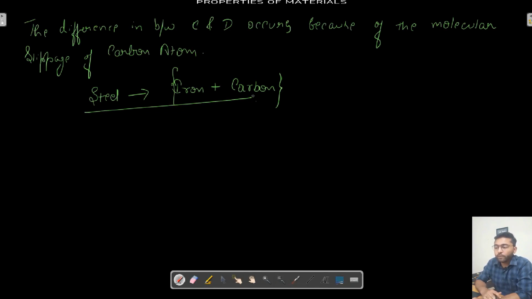Alright, so if we use more carbon, we will get high strength steel. If we use less carbon, we will get low strength steel. So it's just because of the carbon atoms only, and it's just because of the slippage, or we can say the rearrangement of these carbon atoms, that we can simply observe there is a difference between the stresses of point C and point D. That is the upper yield point and the lower yield point respectively.